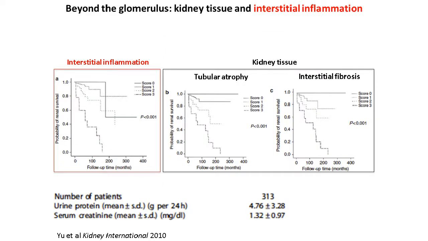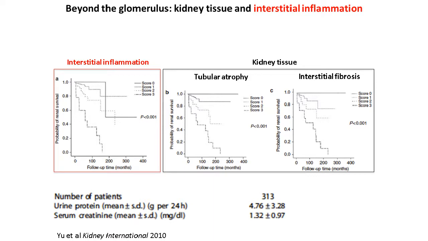An important point here is that the extent of interstitial inflammation has actually been quantified and found to correlate with disease outcomes. In a paper in Kidney International by Yu et al., the authors took approximately 300 patients and scored their kidney biopsies from 0 through 3, so 0, 1, 2, and 3, where the increasing score reflected a greater extent of interstitial inflammation. Then they plotted the probability of renal survival as a function of follow-up time. What they found was that survival dropped pretty rapidly with higher scores.